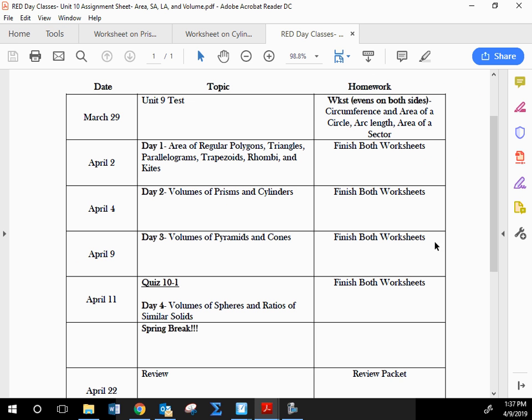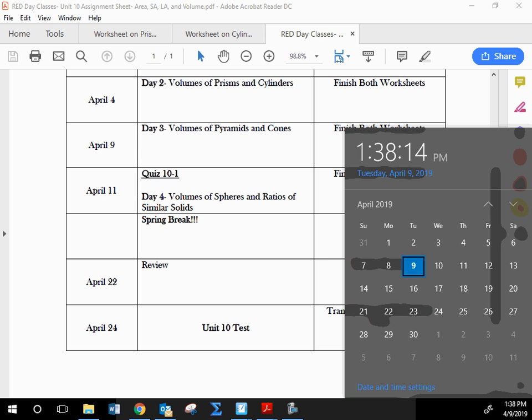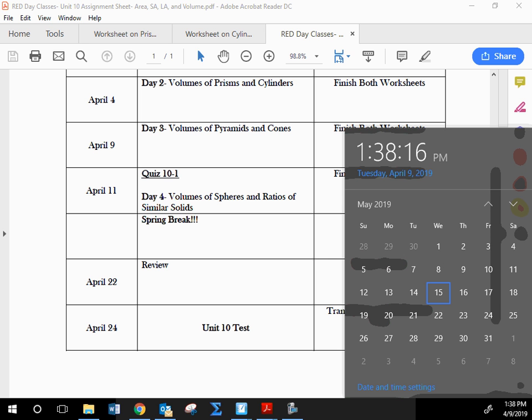So this is a short unit, so you have just the one quiz, and then we go off to spring break. When we come back from spring break, we will review and then have our test. Now, they have not told me the official dates for the SOL because they're still trying to figure out who is taking the SOL. But we are operating based upon the original date given to us, the 15th. If that changes, it won't change this unit, it'll just change the next unit.